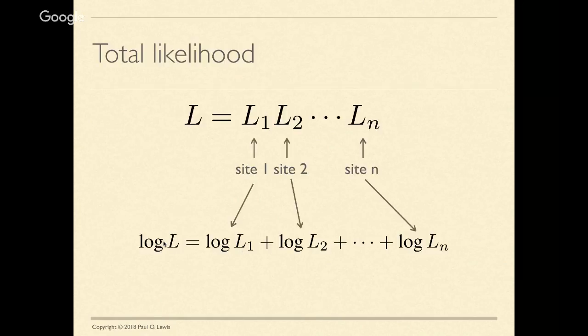It is this log likelihood that is reported by phylogenetic software because, as I mentioned before, the likelihoods, especially if you have a lot of data, are normally numbers that are too small to be represented in a computer. But the log likelihood, even though it's a large negative number and it's a little bit harder to comprehend when you're looking at it, at least it can be stored in a computer and manipulated.